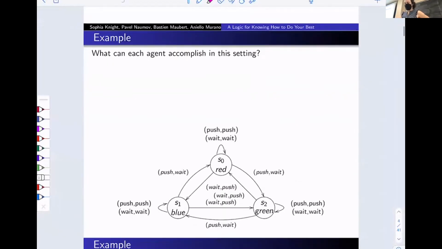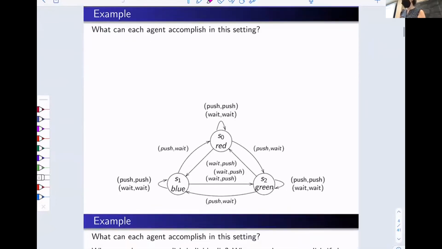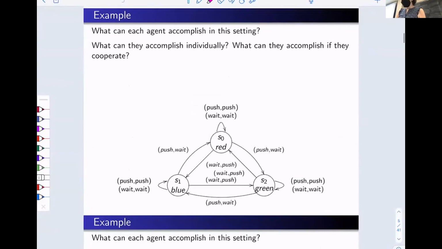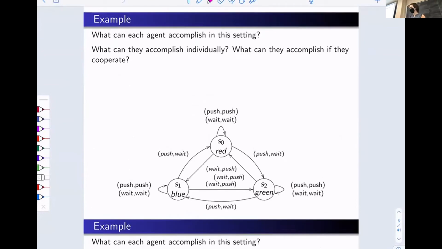Okay, so you understand the setting, 2 robots pushing a cart around a track, and just to kind of keep things simple, we name the zones red, green, and blue. Imagine they're different colors. So the kind of question we're going to be thinking about today and analyzing with logic is what each of these agents can accomplish in this setting. So we can ask, what can each person or robot accomplish individually? And also, what can they accomplish if they cooperate and act together as a group?